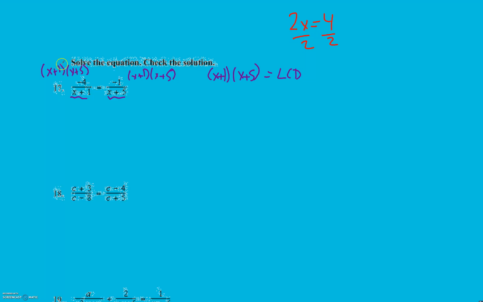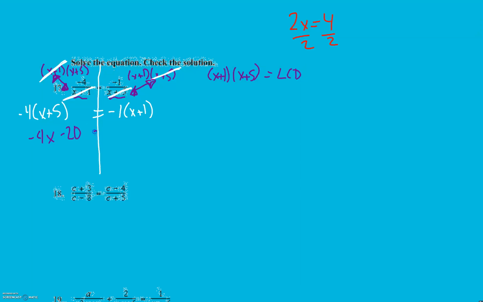So I take x plus 1 divided by x plus 1, and I take x plus 5 divided by x plus 5. Again, I keep whatever's on each side of the equal sign separate. So on the left side, I'm left with x plus 5 times negative 4 equals negative 1 times x plus 1. I don't have any denominators left. If we look, they simplified out. Negative 4x minus 20 when I distribute there. Negative x minus 1 here.